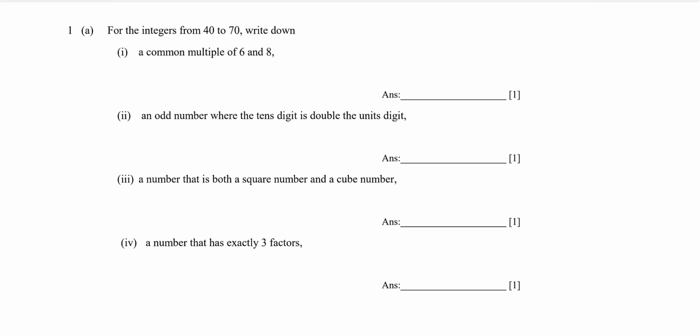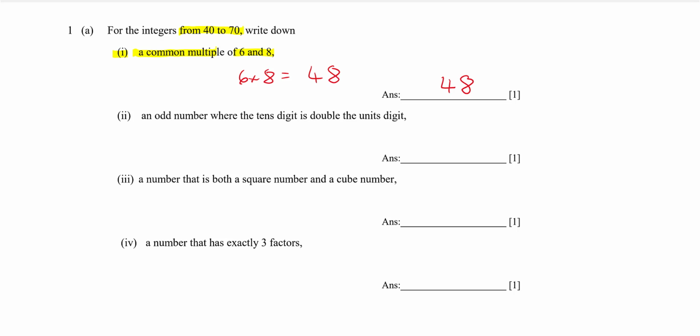Okay, for question 1, part A, for the integers from 40 to 70, for part 1 we need to write down a common multiple of 6 and 8. So the key word here is a common multiple. So we're not looking for the lowest common multiple or anything. So an easy way to start then is if we just multiply 6 and 8 together, we get 48. So that'll be a common multiple between 6 and 8. And it is in fact between 40 and 70. So our answer then is 48.